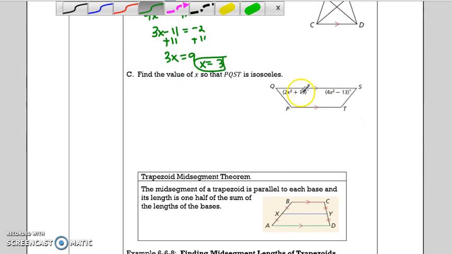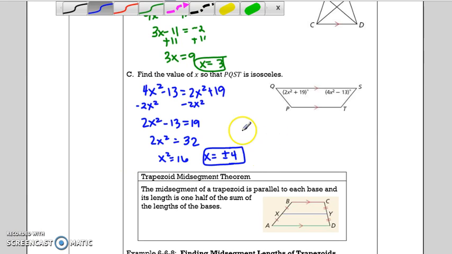Next, we're given base angles here of an isosceles, so these are congruent. So go ahead and set those equal and solve, and you can check when you're ready. So solving, hopefully you got plus or minus 4 for c.